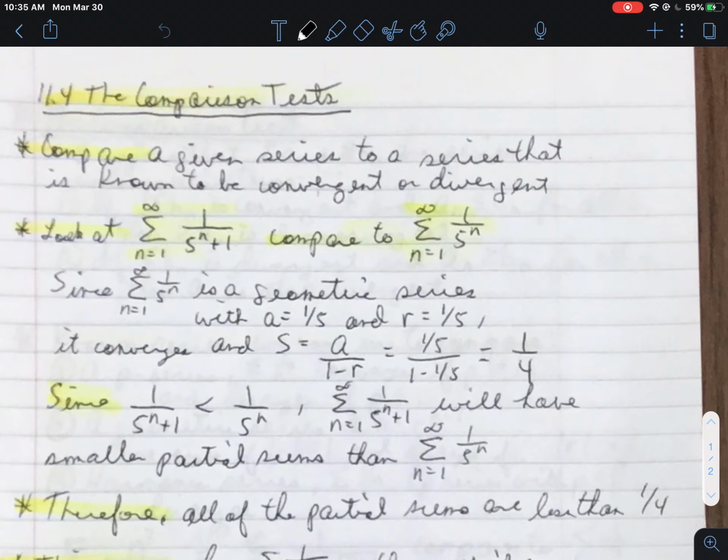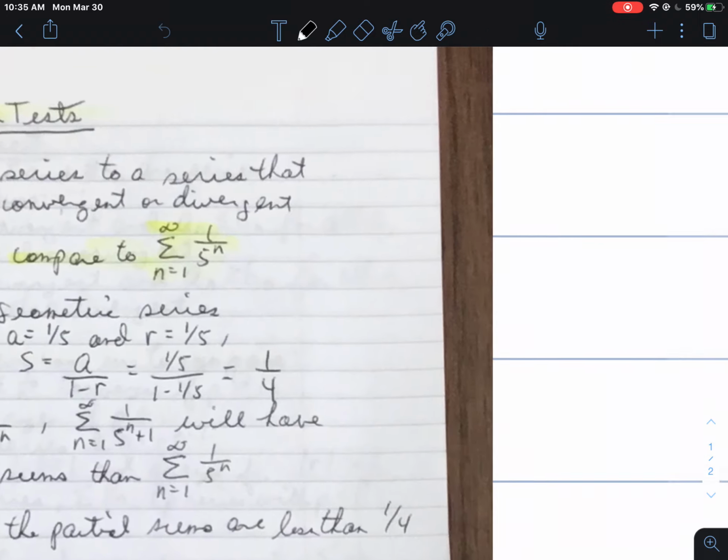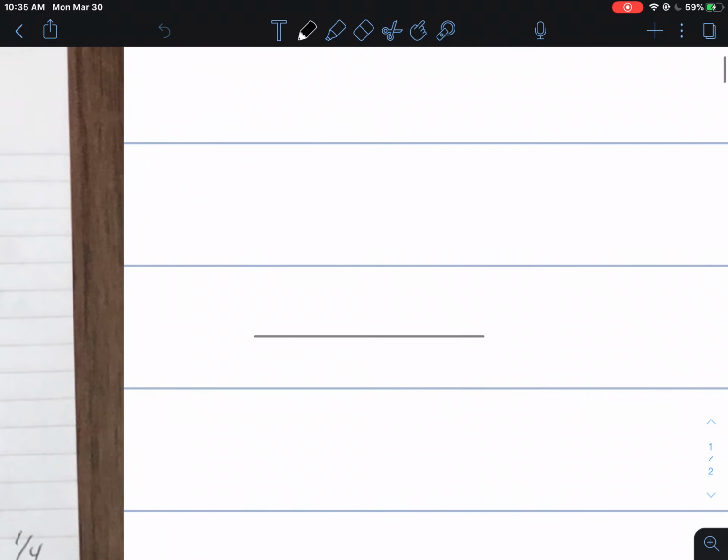So for example, the first one, looking at the sum as n goes from 1 to infinity of 1 over 5 to the n plus 1, and comparing that to the series sum as n goes from 1 to infinity of 1 over 5 to the n. And it says, since 1 over 5 to the n is a geometric series, I'm like, well, wait, how do I know that 1 over 5 to the n is a geometric series? All right, so let's maybe step over to the side for a second.